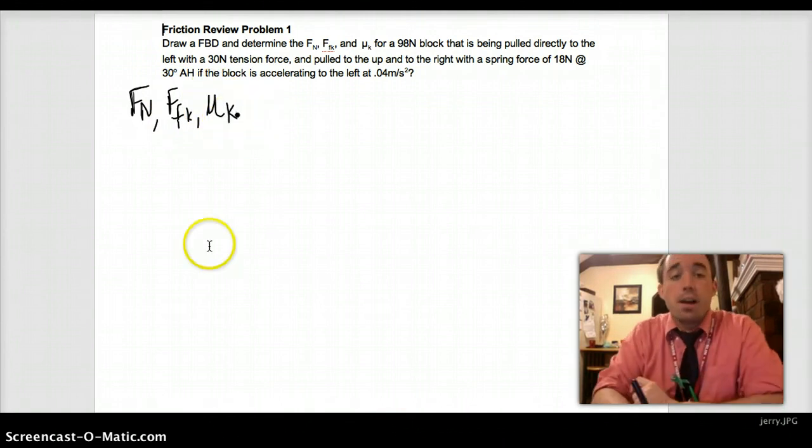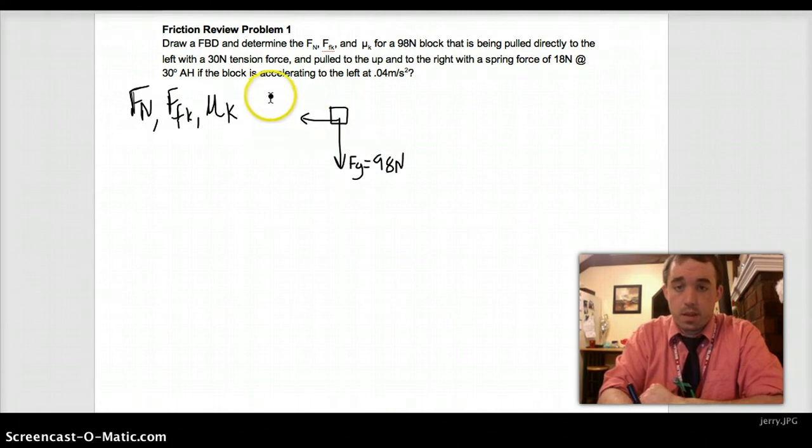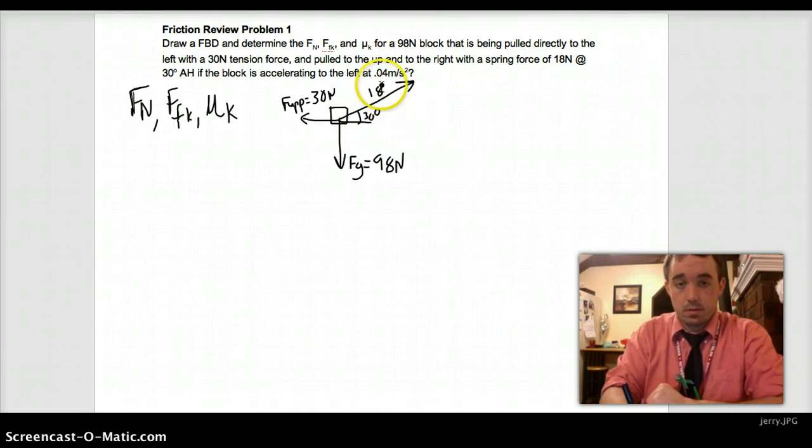All right, so how do we go about this? Well, we start with a block. It has a force of gravity of 98 newtons. And we know that there is a couple forces. There's an applied force, FAPP equals 30 newtons. We have one up and to the right, where this angle is 30 degrees, of 18 newtons. And we will have a normal force that we'll have to figure out in a second. So, how do we do that?